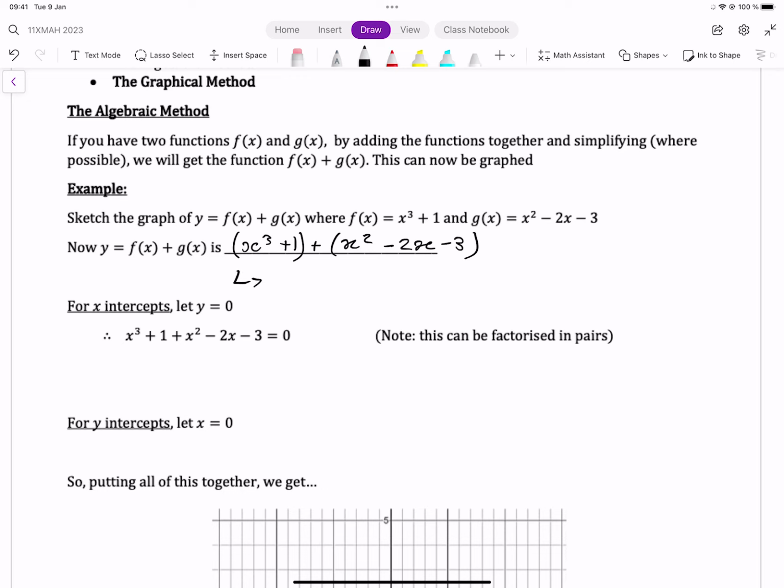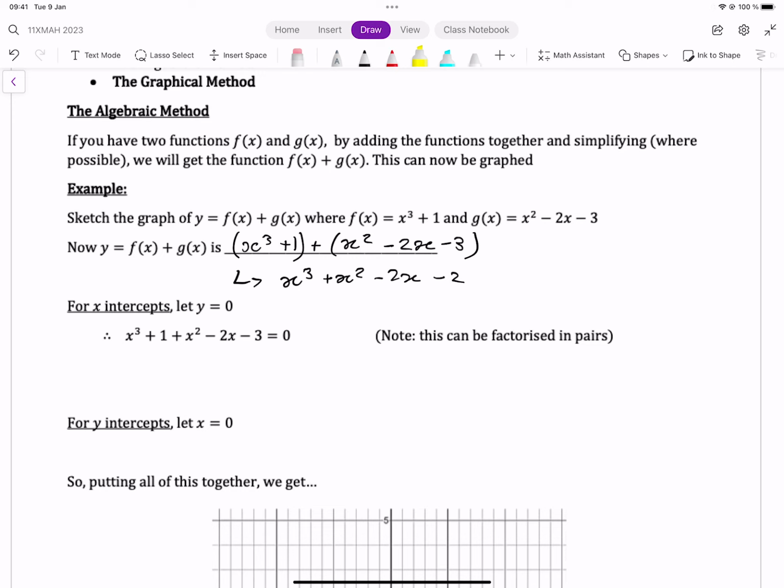And then we could simplify and we get x cubed plus x squared minus 2x minus 2. Now, it's mathematical convention to start with our highest power of x and then decrease. Not sure why, it kind of just looks a bit neater.